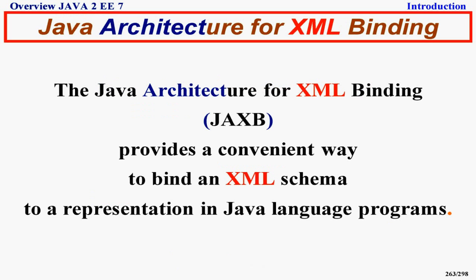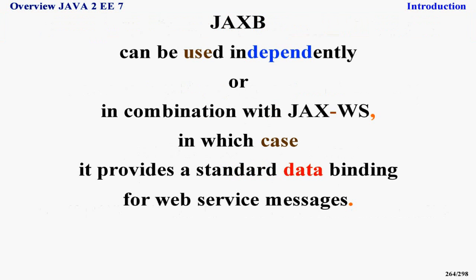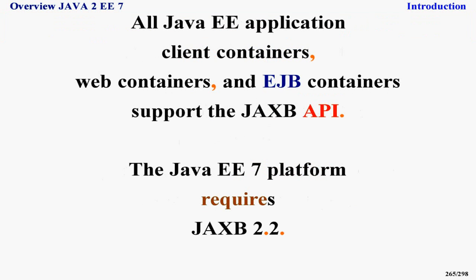Java Architecture for XML Binding. The Java Architecture for XML Binding, JAXB, provides a convenient way to bind an XML schema to a representation in Java language programs. JAXB can be used independently or in combination with JAX-WS, in which case it provides a standard data binding for web service messages. All Java EE application client containers, web containers, and EJB containers support the JAXB API. The Java EE 7 platform requires JAXB 2.2.